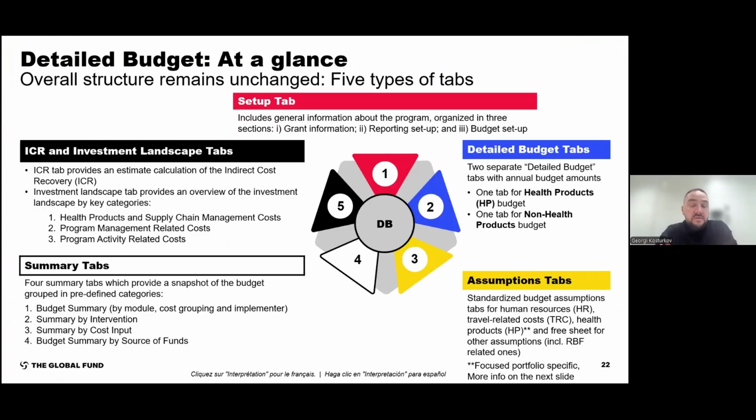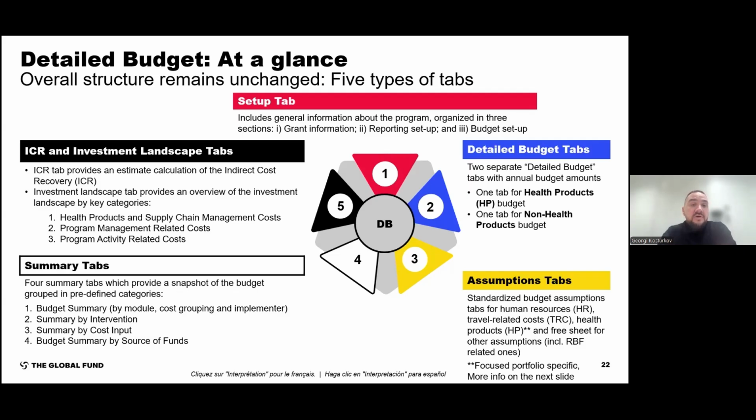So one important piece of information is that the detailed budget continues to be in an Excel form. All the applicants and PRs, irrespective of the stage, whether funding request or grant making, will need to fill out the Excel form. As I mentioned, the overall structure of the detailed budget template remains unchanged. We have 5 different types of tabs which continue to be part of the Excel.